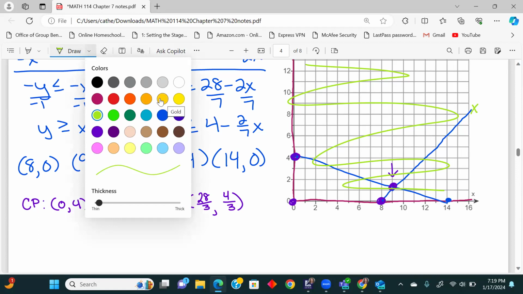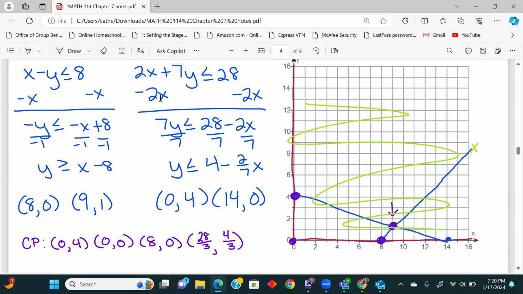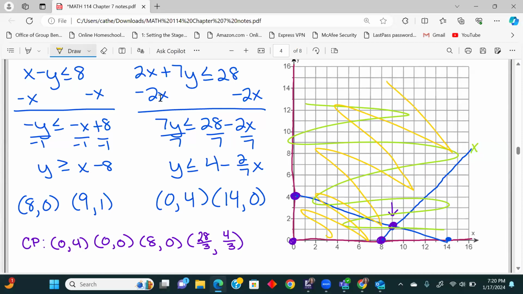Let me see real quick. Make sure I got the right line. Over 8, up 0. And greater than is going to be above it to the left. Oops. I have no idea what happened there.